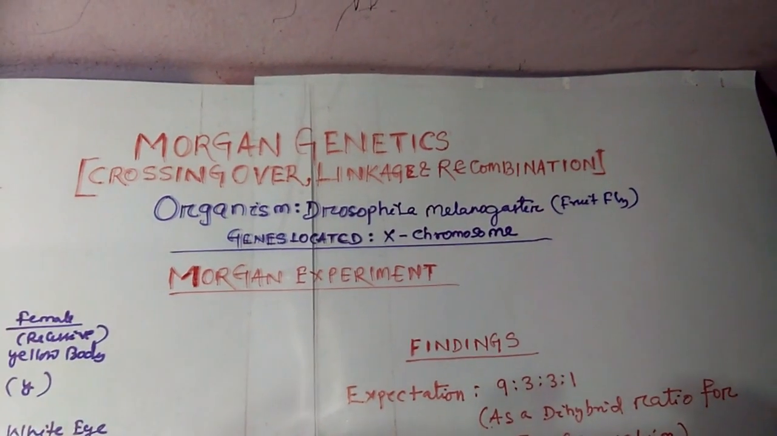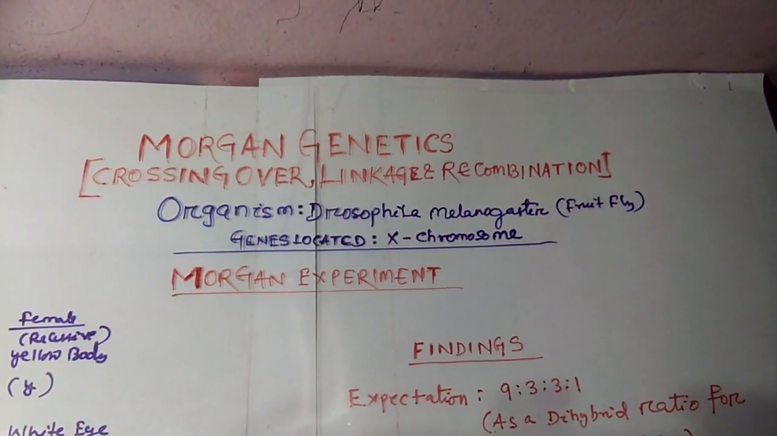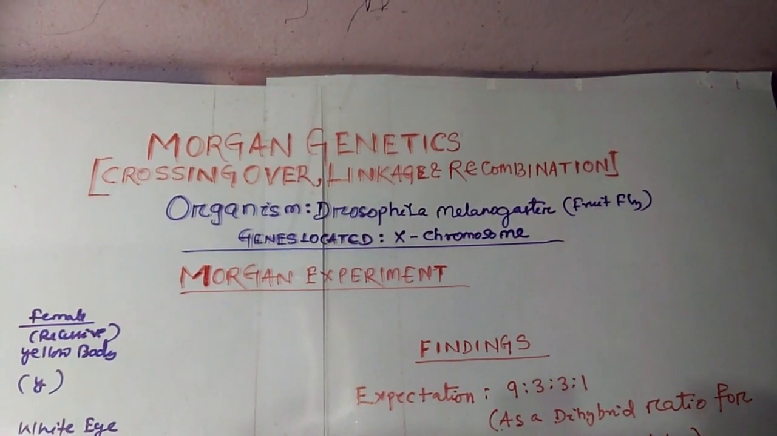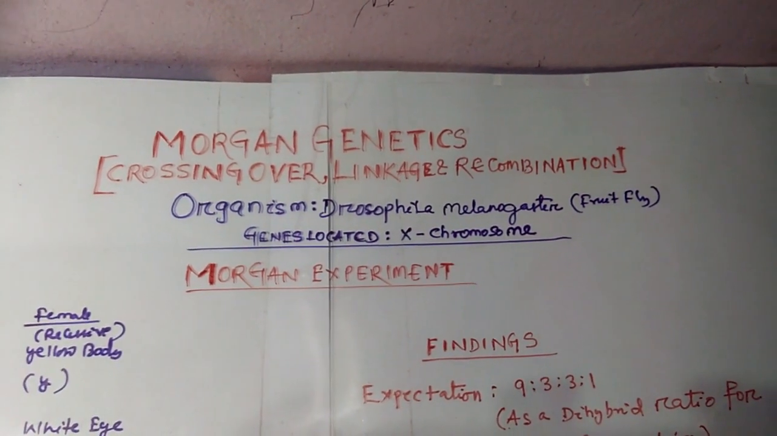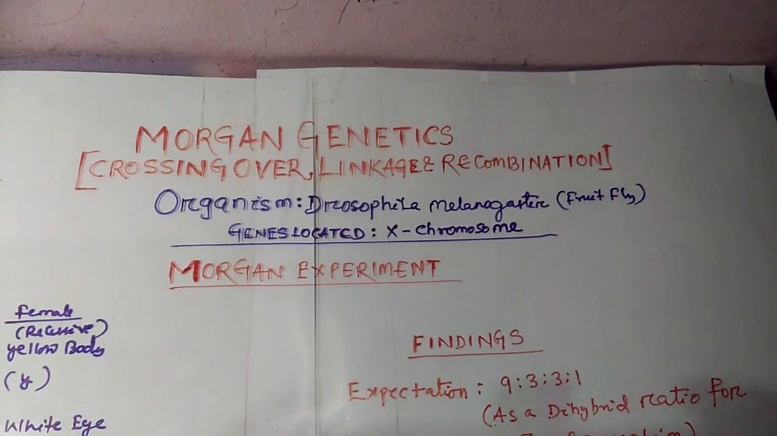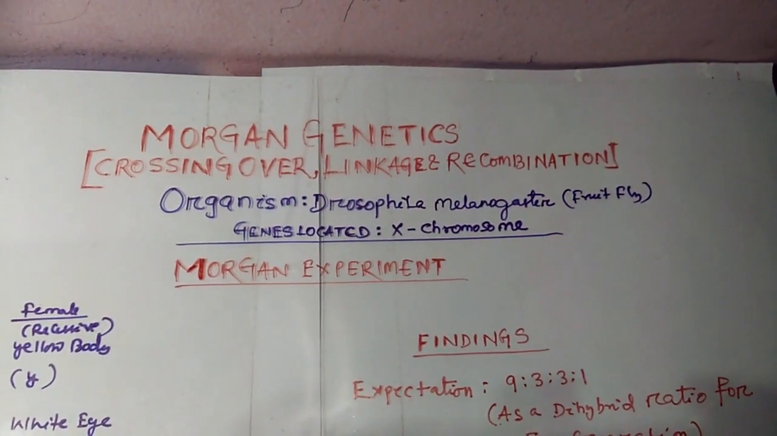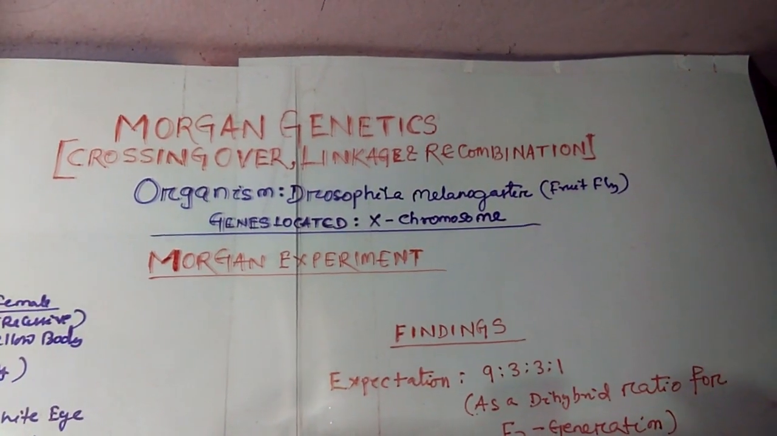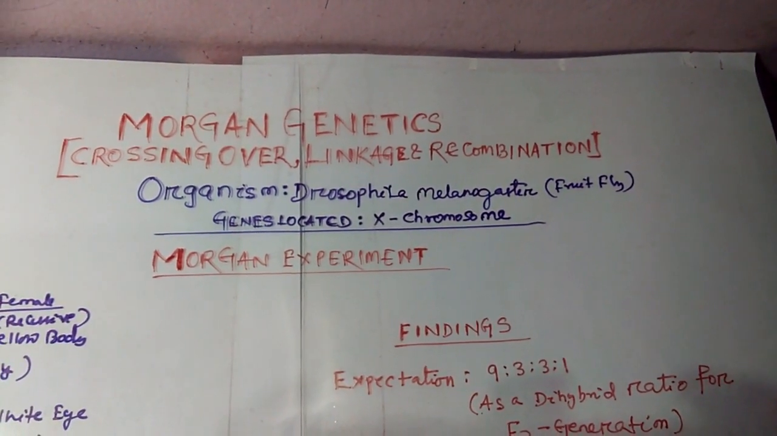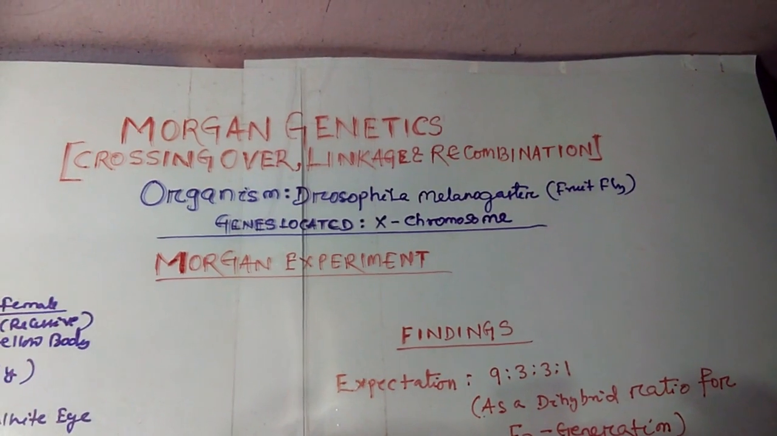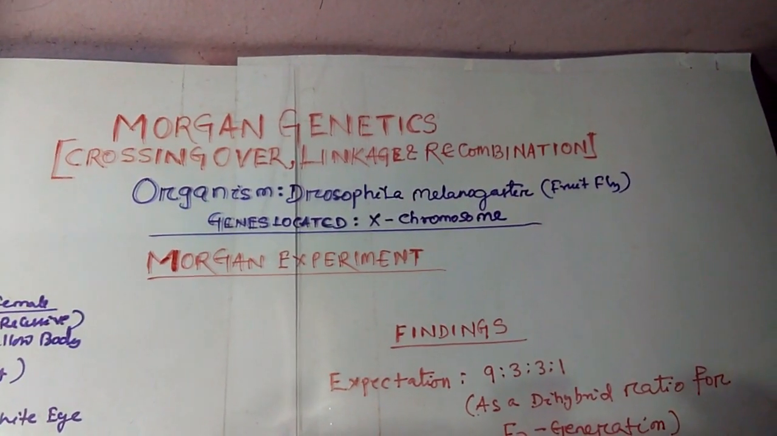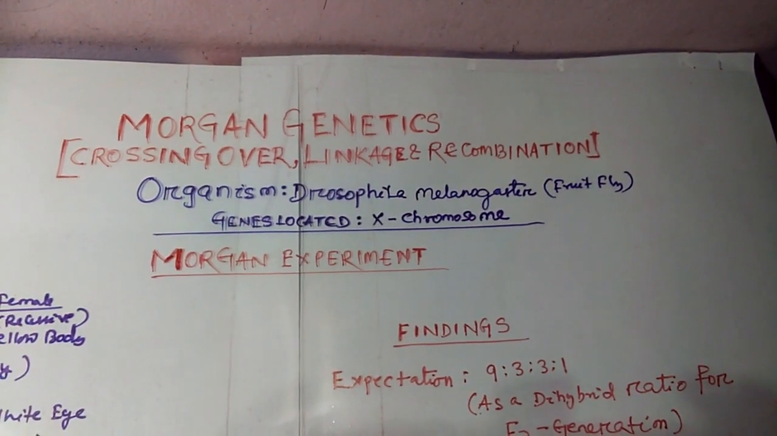Hello all. So today we are going to see Morgan genetics, and we will also see how crossing over, linkage and recombination can be derived from Morgan genetics. Okay, so what is the organism he has taken? He has taken Drosophila melanogaster, the fruit fly, which is the common name, and the genes are located on the X chromosome. Okay, you already know that.